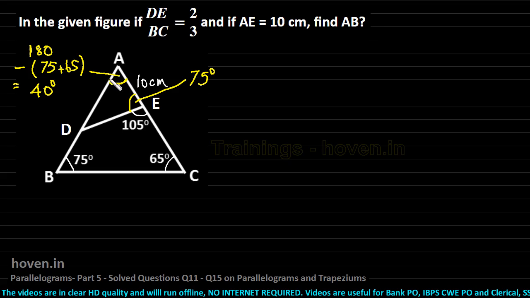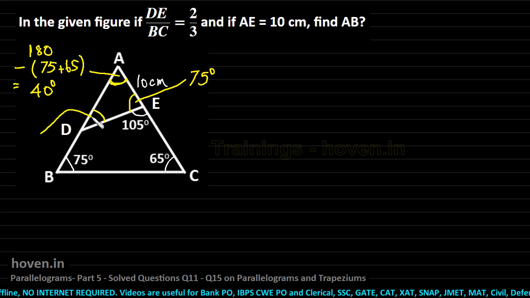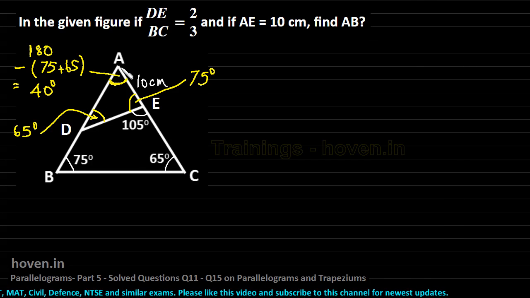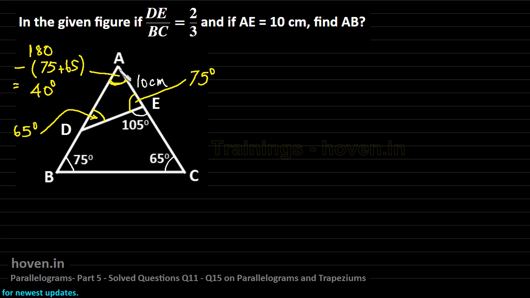And since this is 40, this is 75, their total is 115. So this angle can also be marked. This angle will be 180 minus 115, which is equal to 65 degrees. So now we have a sufficient hint that if we look at this triangle ADE and at the bigger triangle ABC, then this angle of the smaller is equal to this angle of the bigger, and this angle is common to both the triangles. It is a part of the smaller triangle and also a part of the bigger triangle ABC. Likewise, the smaller triangle has this as 75 and the bigger triangle also has this as 75.